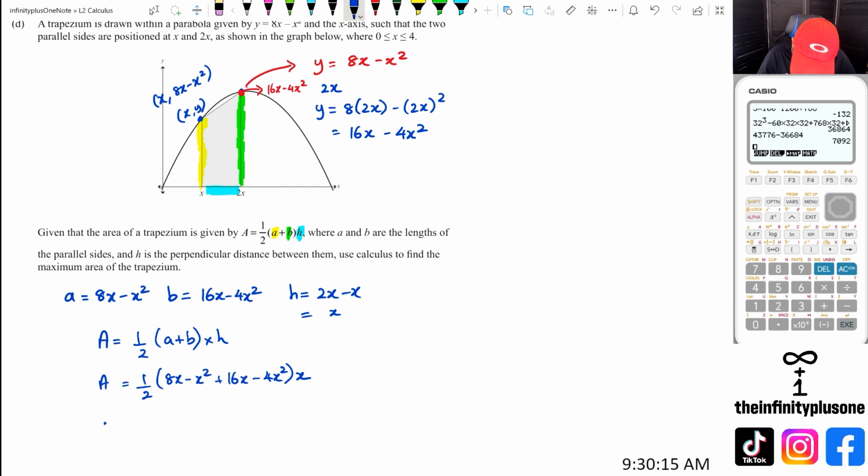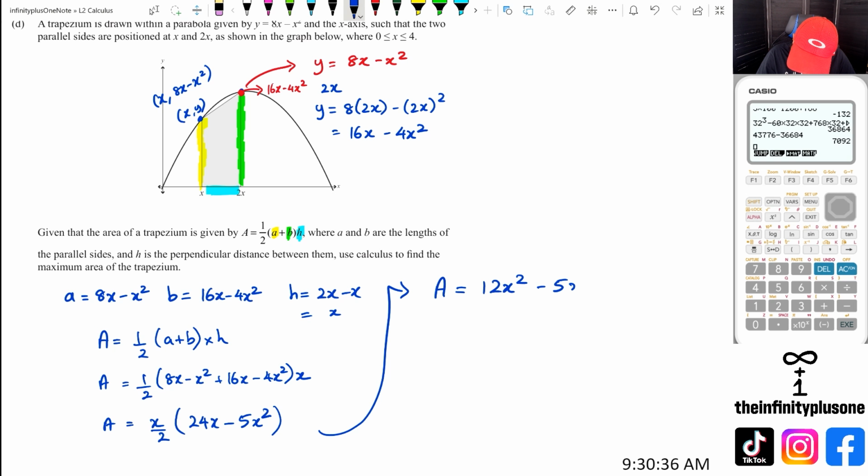So eventually we're going to get x over 2 times 24x minus 5x squared. And when we expand the brackets, we're going to get A is equal to 24 divided by 2, which is 12. We're going to get 12x squared minus 5x cubed over 2. This is the formula for the area of the trapezium in terms of x. We now need to differentiate it. We're going to get 24x minus 15x squared over 2.